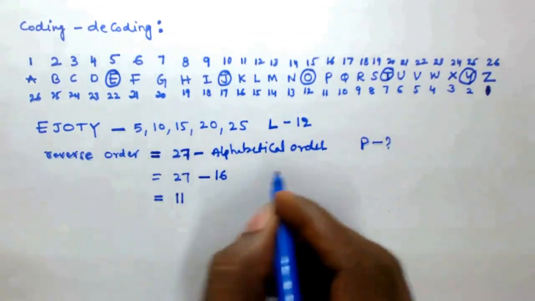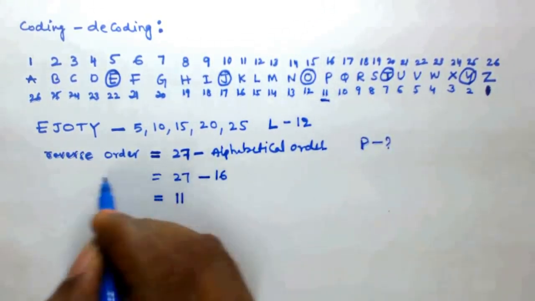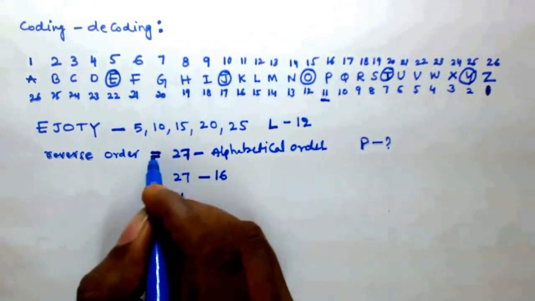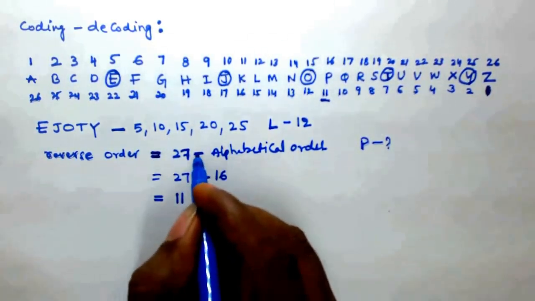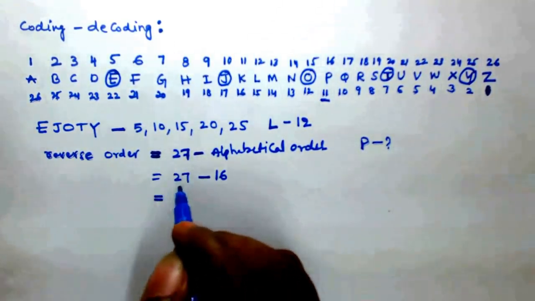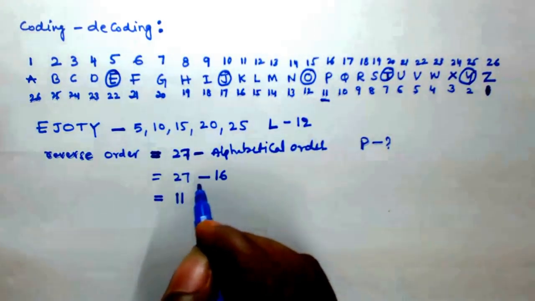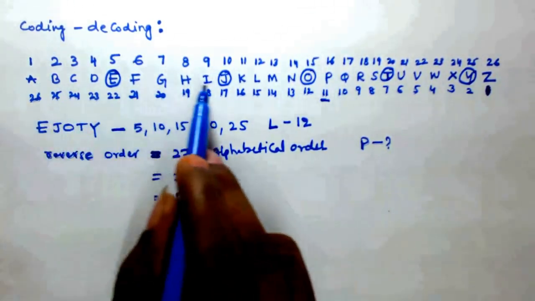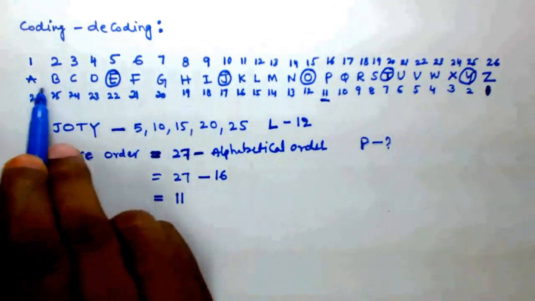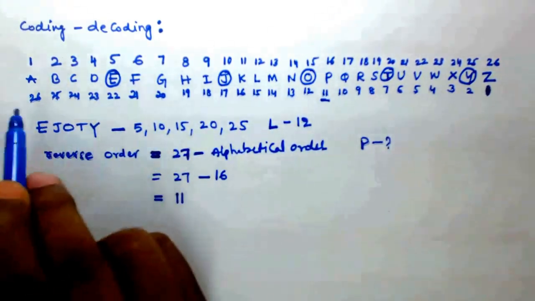So the reverse order of P is 11. Whenever you want to find the reverse order of a particular alphabet, you have to subtract that alphabetical order from 27 and you will get the reverse order. I hope you got this one. For coding and decoding purposes, you need to remember the alphabetical order of A to Z and the reverse alphabetical order of Z to 1.